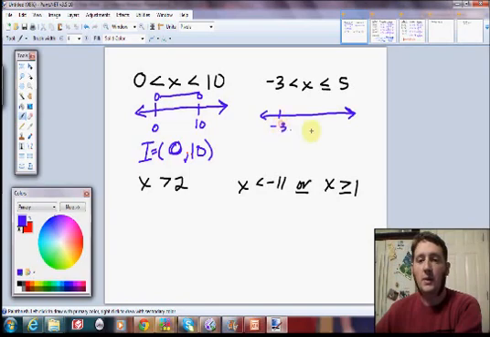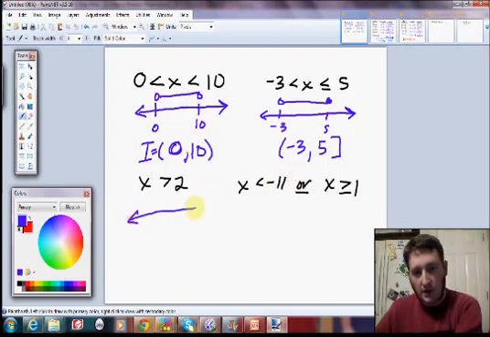Again, if you needed to mentally think about this as a number line sketch, that's open, that's closed, they're connected. So the interval is -3 in parentheses, but the 5 is closed, so we use a bracket to show that.